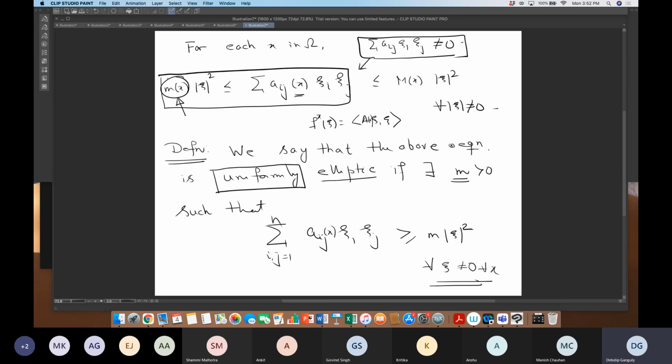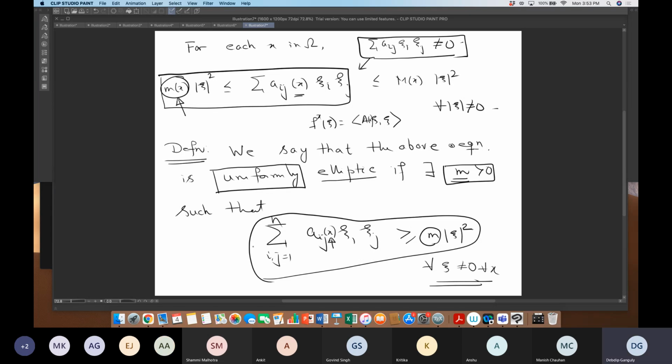Now we call an equation uniformly elliptic if there exists a uniform m which does not depend on x, such that this lower bound holds. Thus a_ij xi_i xi_j is greater than m times |xi|^2. Thus this m does not depend on the point x. Is that clear? This is very important, you should understand this. What is the difference between uniformly elliptic condition and only elliptic? Only elliptic means the quantity is nonzero for xi not equal to 0. But uniformly elliptic means it is bounded away from 0 by m times |xi|^2. Is that clear to all of you?